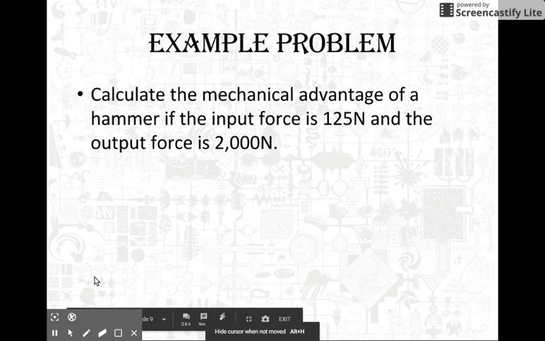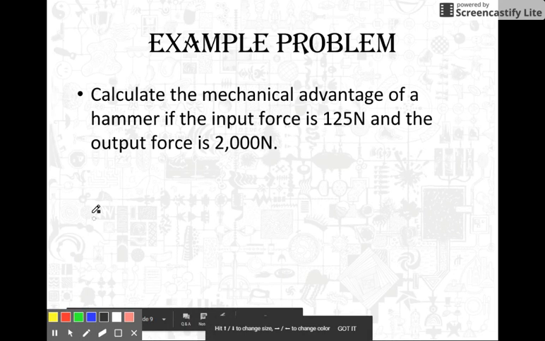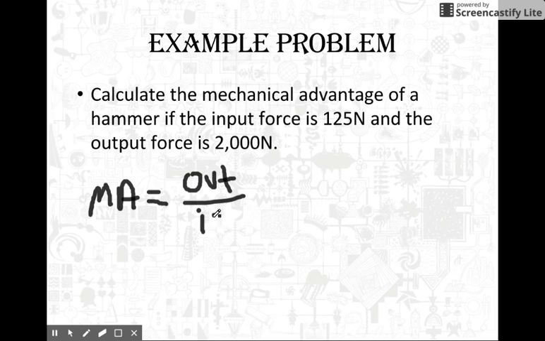So let's practice calculating one. We want to calculate the mechanical advantage of a hammer if the input force is 120 newtons and the output force is 2,000 newtons. So MA, mechanical advantage, doesn't have a unit, it's just a ratio. So it's the force out divided by the force in.